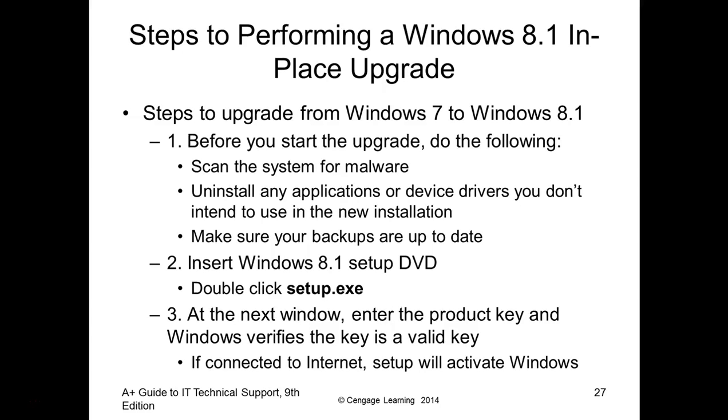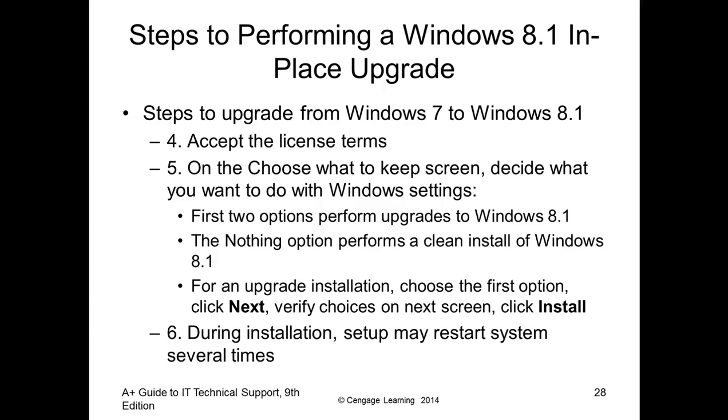If you don't have the DVD and you have it on a USB drive, open that up and double click on setup.exe just like you would on the DVD. Then it's going to open up a window for Windows 8 setup. There it's going to ask for the product key and go out online to verify it. If you're connected to the internet, it'll go ahead and activate it as well. You can activate it over the phone, but the internet is so much easier and less of a hassle. Then you accept the license terms.